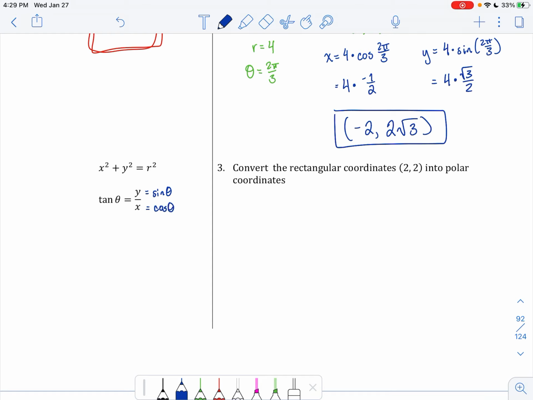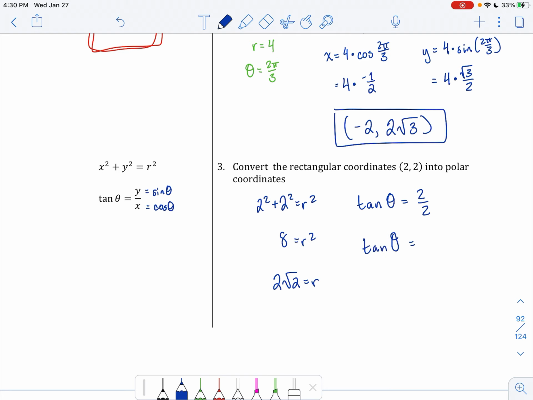So what that'll let us do is convert these coordinates. So we are going to say that 2 is our x and 2 is our y. So 2 squared plus 2 squared is equal to r squared. And tangent of theta is equal to 2 over 2. Now here we have 8 is equal to r squared. So 2 root 2 is equal to r.